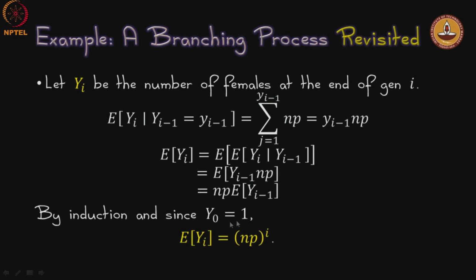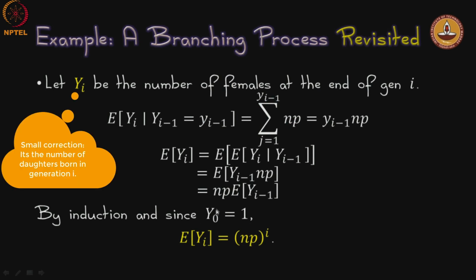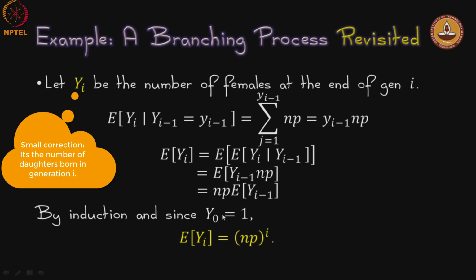What we know is that at the very start of this branching process, we started with one female, so Y0, actually this has to be Y1, is 1. It depends on how you start counting the generation, but at the very beginning there is just one female. You can think of this as an inductive argument in which the base case is that initially you started off with one female. So, if you substitute, you get the expectation of Yi to be np to the power i. We have basically understood, at least on expectation, this branching process.